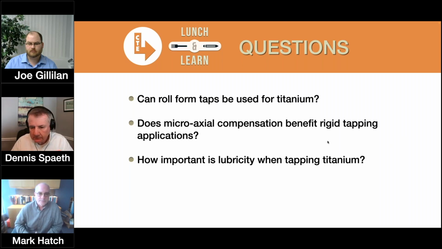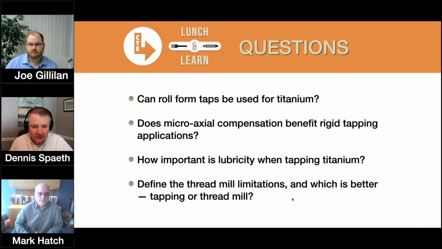Okay. Go on to the next question. So if you could both take this one, if you could define the thread mill limitations and which is better, thread mill or tap.